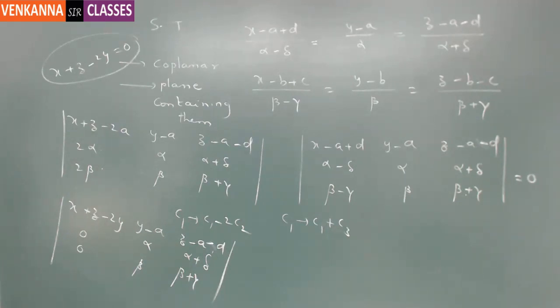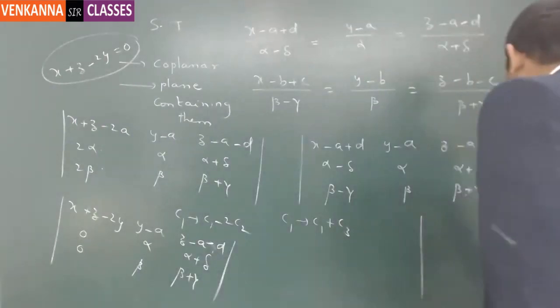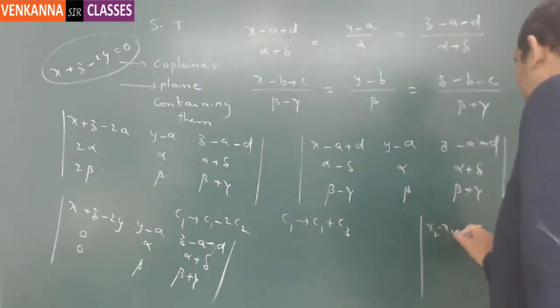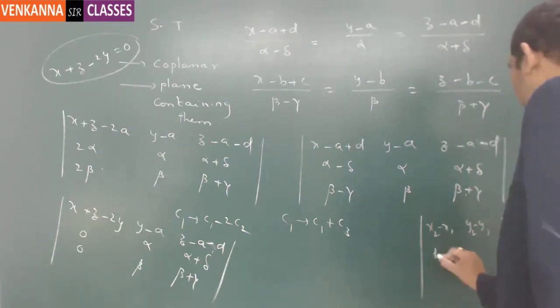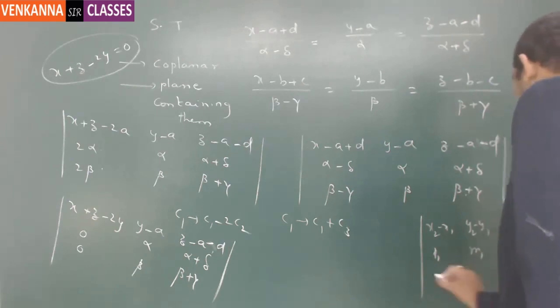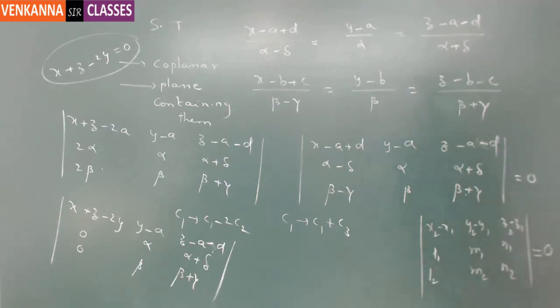And how to check the coplanarity? It is also based on the determinant formula. Whenever two lines are given in symmetric form, we simply substitute the DRs in the determinant and check whether it is 0 or not. The formula is x2 minus x1, y2 minus y1, z2 minus z1, L1, M1, N1, L2, M2, N2 equal to 0.